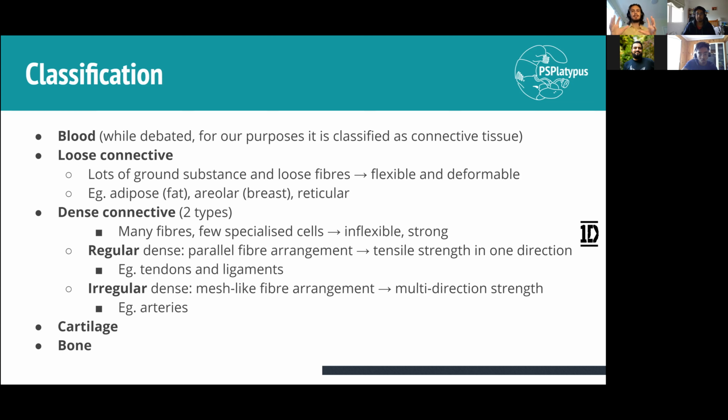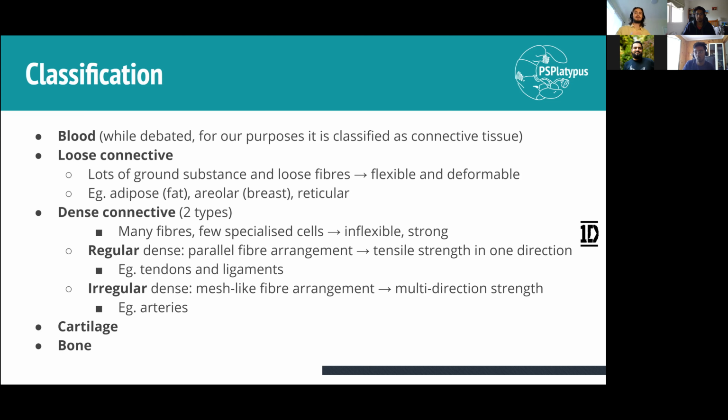And then you have dense connective tissue. So in contrast to loose connective tissue, it has lots of fibers and only a few specialized cells. And it's quite inflexible, it's strong, it's tough. Its job is to have a lot of tensile strength, so it can be pulled or pushed on without breaking. You can see that in 2 different types of dense connective tissue. We have regular dense connective tissue, and that's when all the fibers are running parallel to one another. So they're all going in straight lines, and that enables maximum tensile strength in that specific direction, right?